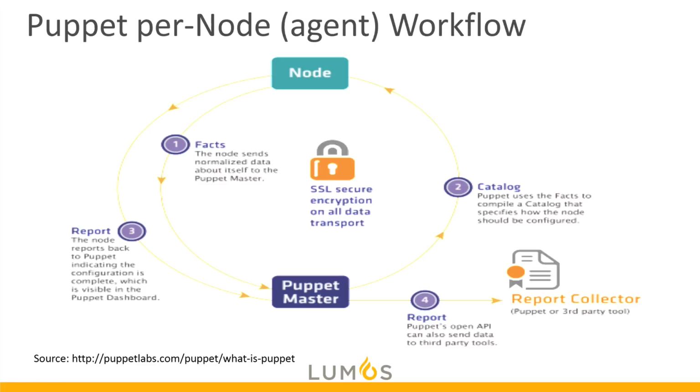So this is where the manifest is pushed down to the node. So then the node, the agent, applies that, and then the node, as a third step, reports back to the Puppet master, indicating its configuration is complete, or if there was a failure, what that failure was, why it could not complete its configuration. And this is, of course, going to be visible in the Puppet master dashboard. And then finally, it's going to report, and it could just keep it there on the dashboard, or it could send it through its open API to third-party tools.